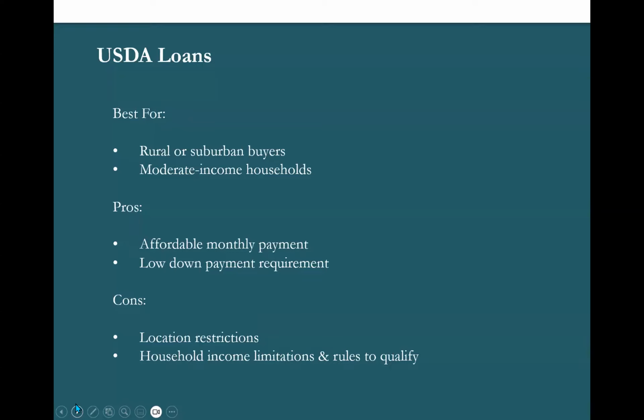Some pros are affordable monthly payments, and also your 0% low down payment requirement. Some cons are definitely location restrictions. It is address specific. You could have one house on a street that's USDA eligible, and 4 doors down, it might be outside of that area. And then your household income limitations and rules to qualify are more strict with USDA. It also has the lowest debt to income ratio allowance of 43%.